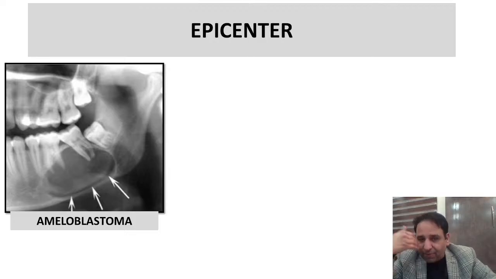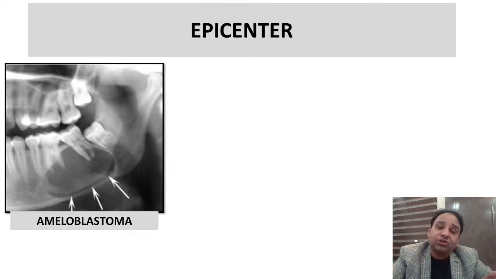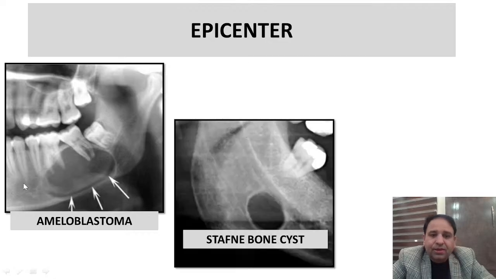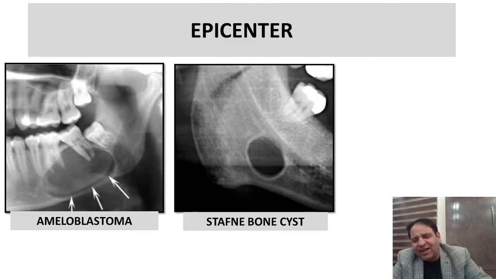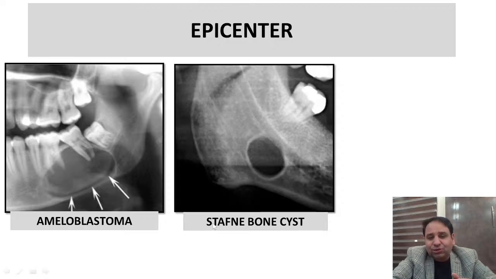If the pathology is above the inferior alveolar nerve canal, it is odontogenic in origin. If you see here, ameloblastoma is always above the inferior alveolar nerve canal. Stafne bone cyst, on the other hand, is always below the inferior alveolar nerve canal. So it is definitely not odontogenic in origin; in fact it is not a cyst at all, it is just a lingual salivary gland depression.